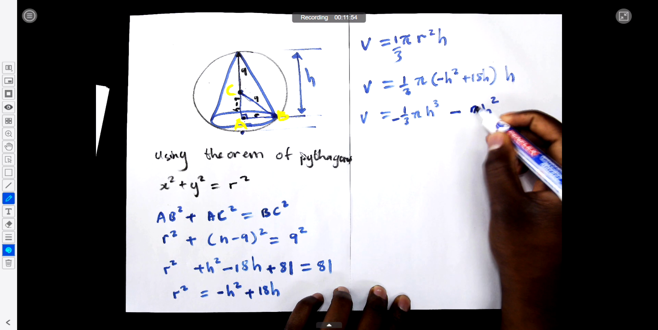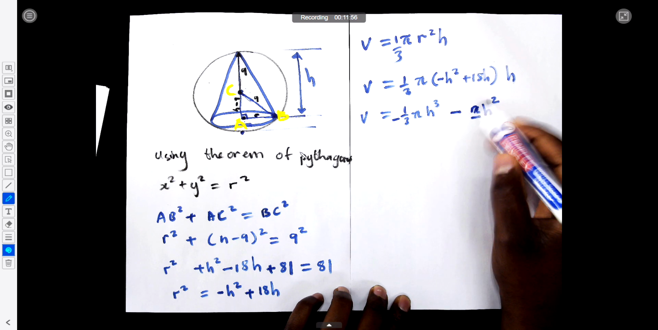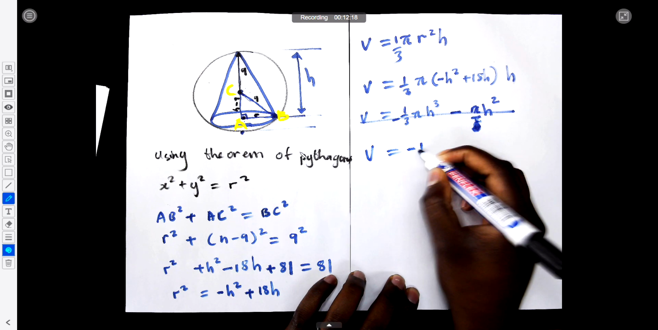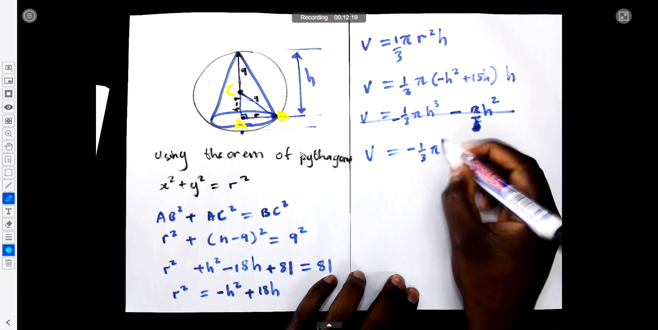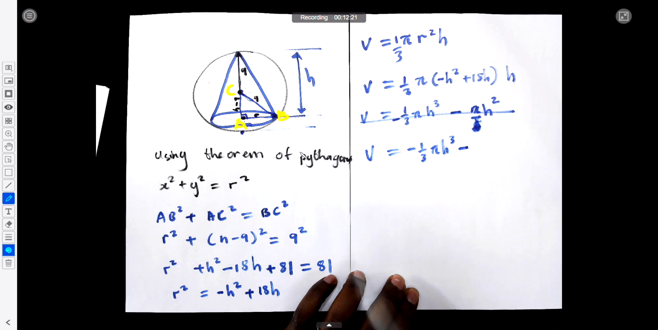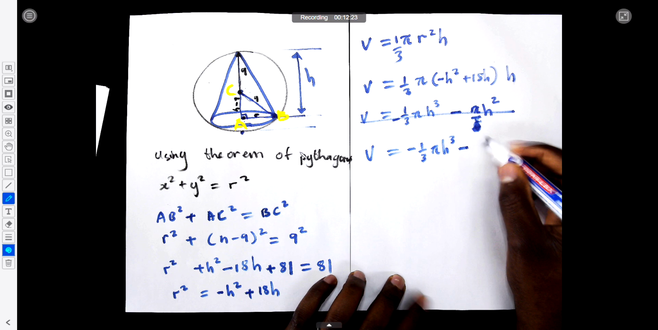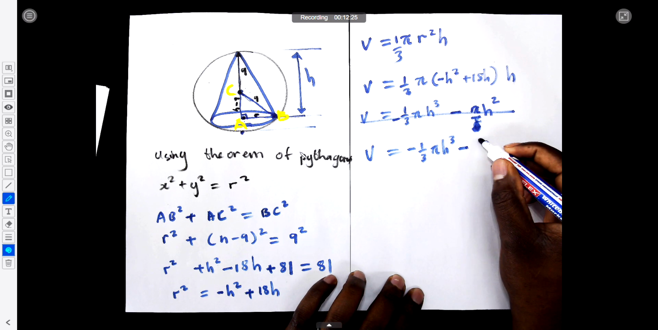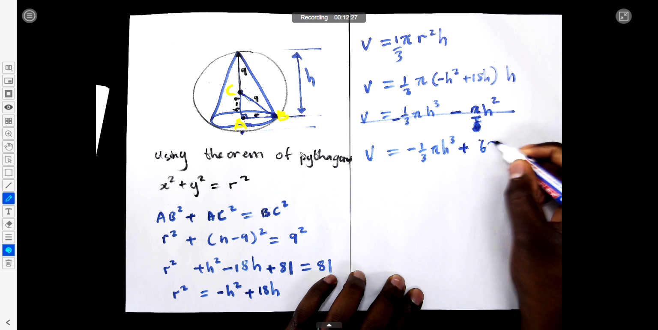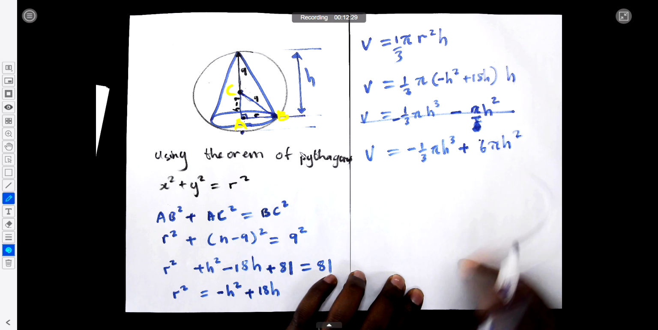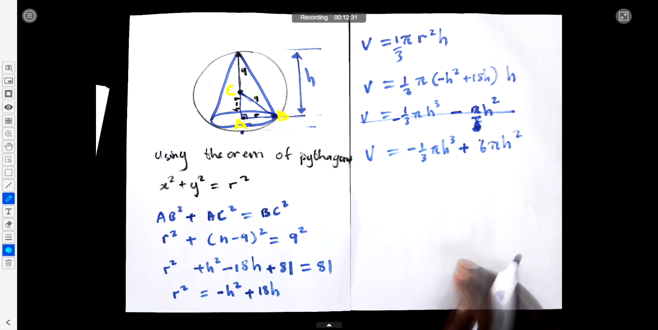So it is pi over 18. It goes how many times? Negative 1 over 3 pi h cubed. And I'm busy saying 6, because 18 divided by 3 is 6. So 6 pi h squared. I hope we agree then.